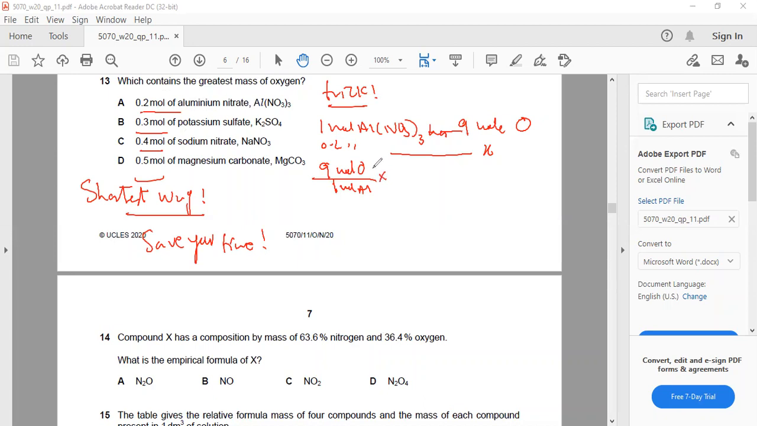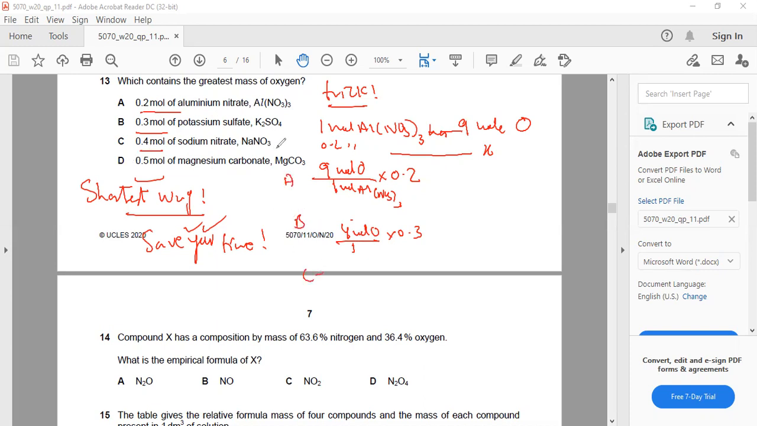So 0.2 mole, 1 mole of aluminum nitrate has 9 moles of oxygen. So 0.2 mole, how much? No need to even calculate it. Save your time. Do the next one. 1 mole has 4 moles oxygen. So 0.3 mole, how many? Don't calculate. Don't use a calculator. See.